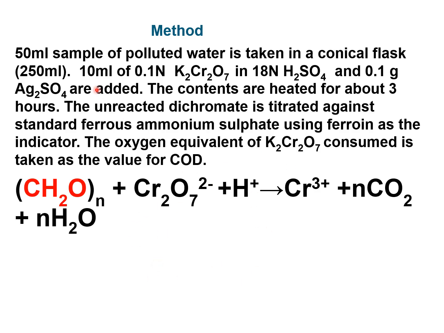So the method involves this: we need 50 ml of polluted water taken in a conical flask of capacity 250 ml. 10 ml of 0.1 N potassium dichromate in 18 N H2SO4 and 0.1 gram Ag2SO4 are added. We need to heat the content for about 3 hours. After heating, the unreacted dichromate is titrated against standard ferrous ammonium sulfate solution, that is FAS, using the indicator ferroin. The oxygen equivalent of potassium dichromate consumed is taken as the value for COD. This is the equation involved.